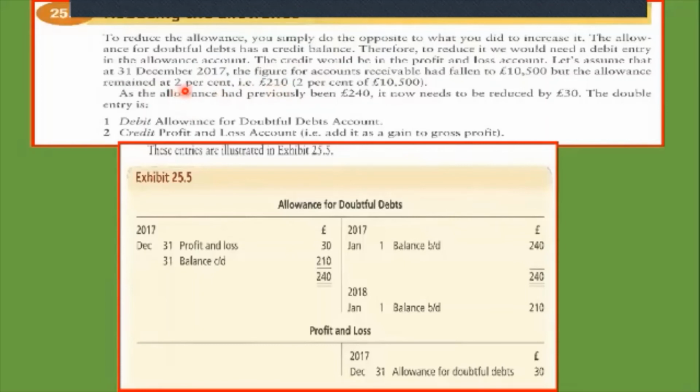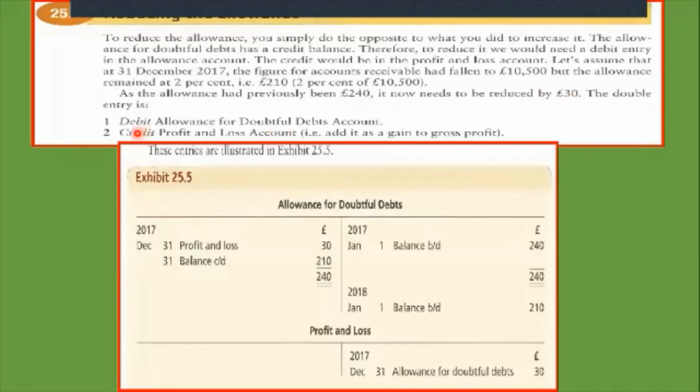Right? So it would be now 2% of 10,500. And we will get 210, but we have 240 in the account. So we have more than we need. Okay? So what we're going to do is reduce it down. Right? At the end of that year, we're going to make an adjustment in the account. So we need to reduce it from 240 to 210. So we need to reduce it by 30.